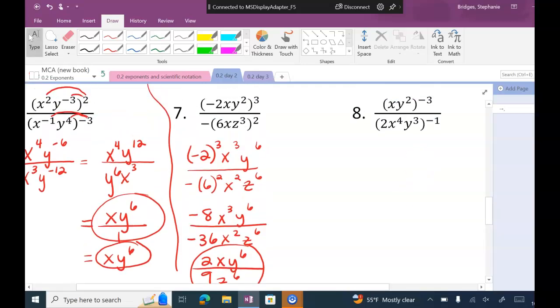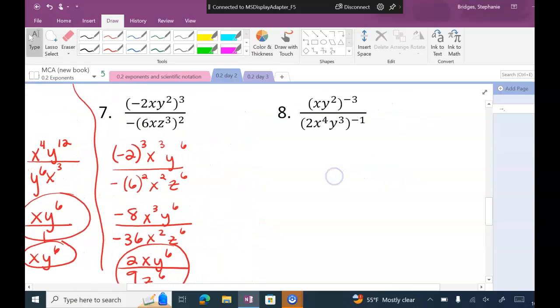All right, number 8, let's give our exponents first. The ones that are outside of the parentheses need to go to every term inside the parentheses. That's going to be x to the negative third and y to the negative 6. Then at the bottom, it is 2 to the negative 1, x to the negative 4, and y to the negative 3.